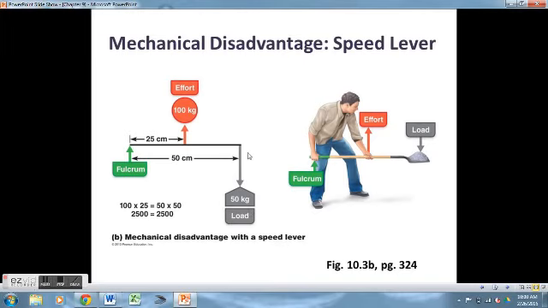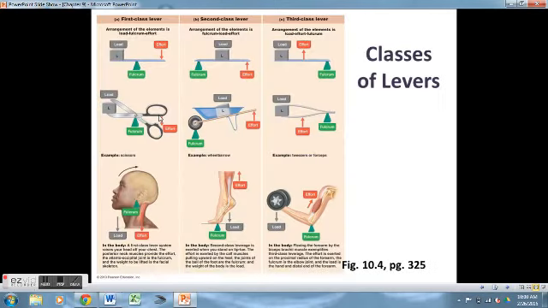Now, the problem here is, here's the load, 50 kilograms, and it requires 100 kilograms of effort. And if you've ever spent a day shoveling anything, you are completely aware of how much effort that takes. So this does take quite a bit of effort, but it can be done very, very quickly. So the body is just kind of a combination of different kinds of levers.